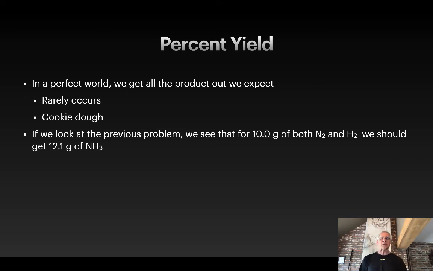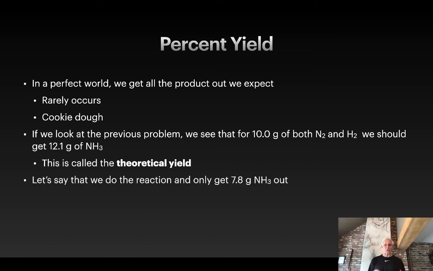We saw that for 10 grams of N2 and H2, we should get 12.1 grams of NH3. Okay, what we expect to get out is called the theoretical yield. This would be like the 2 dozen cookies that we expect to get out of our cookie dough. Theoretical yield: what you should get theoretically. So let's say that we do our reaction with 10 grams of N2, 10 grams of H2, we recover our product and we find we only have 7.8 grams of NH3 that we recover.